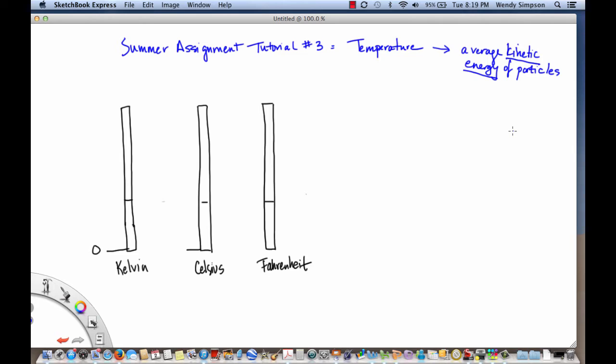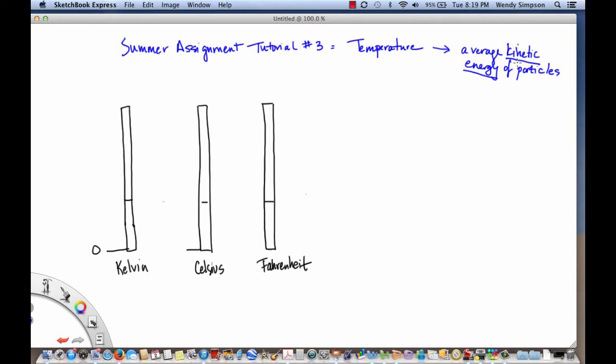And in class, we'll take a look at some models of solids, liquids, and gases at various temperatures, and you'll be able to actually visually see how their kinetic energy changes and how that's related to temperature. But for now, just keep in mind that temperature is a measure of the average kinetic energy of particles.